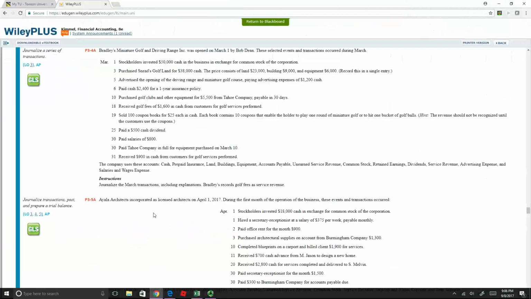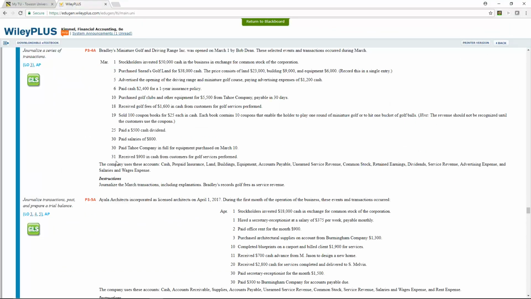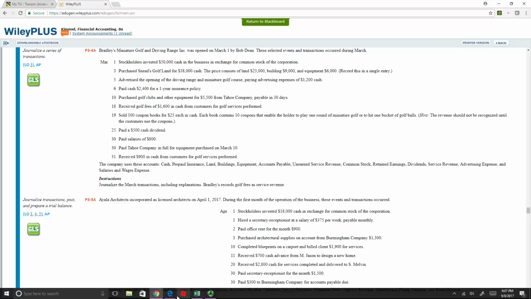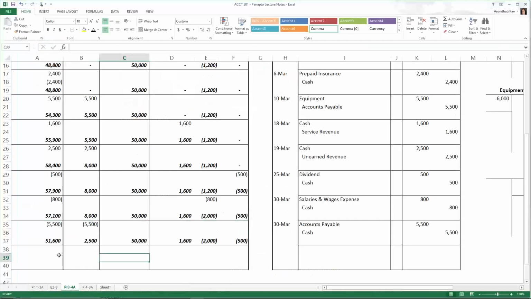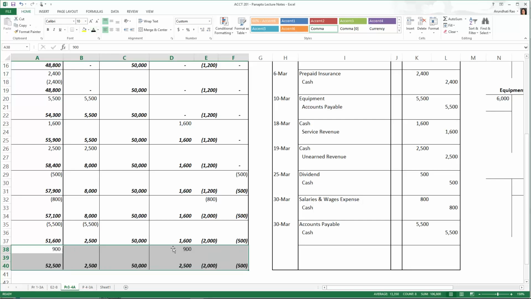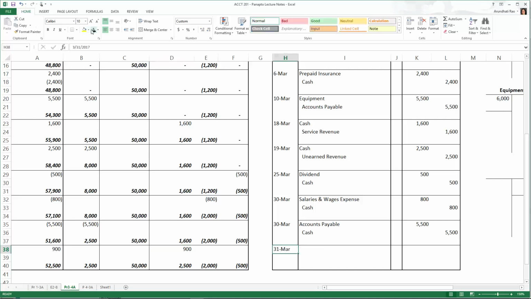And I think we have one more transaction. Yes. On the 31st, we received $900 in cash from customers for golf services performed. Now, this is again similar to what we had on the 18th. So that should be fairly easy. We received cash, so cash increased. It's revenues. So the revenues go up by 900. So March 31st, the journal entry is going to be identical to this one that we had on March 18th. Cash debit, service revenue credit for $900 each.